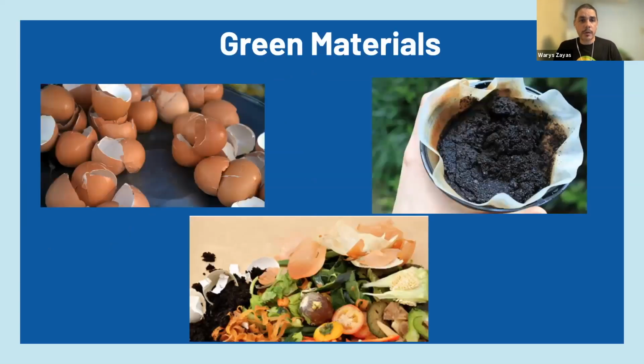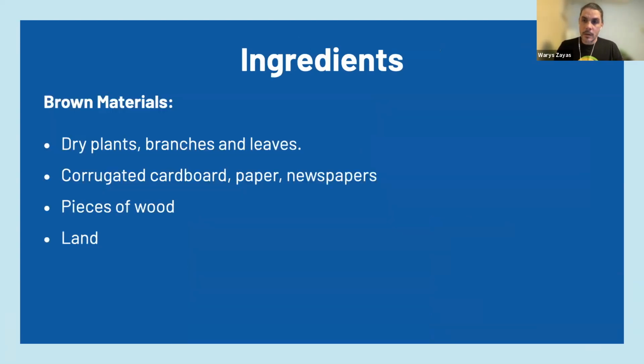Those are examples of green materials. Eggshells are really recommended because they will also provide calcium. And coffee grounds are really good because sometimes they will keep the ants out of our compost piles and our area.